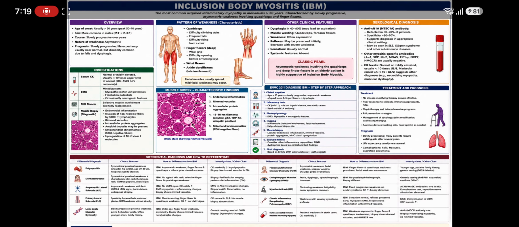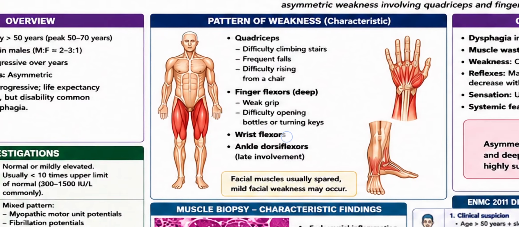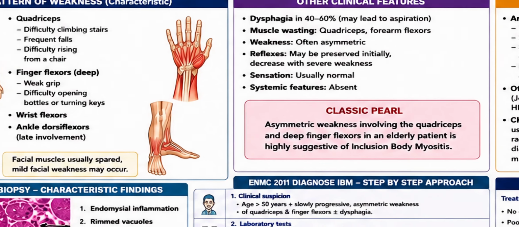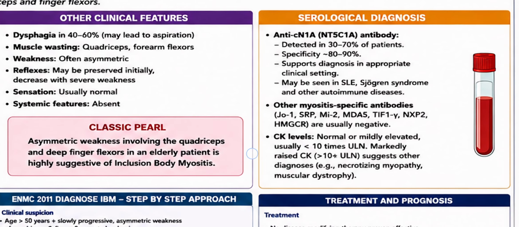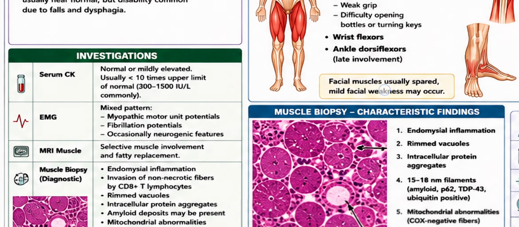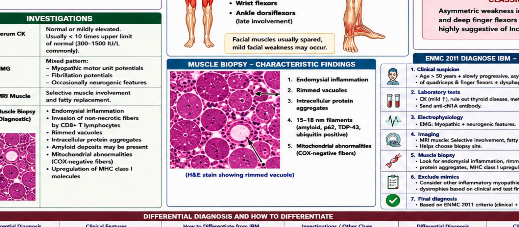The characteristic pathological features include endomysial inflammatory infiltrates predominantly composed of CD8 plus T lymphocytes, invasion of non-necrotic muscle fibers by inflammatory cells, rimmed vacuoles, intracellular protein aggregates containing amyloid, P62, TDP43, and ubiquitin, and mitochondrial abnormalities such as cytochrome oxidase negative fibers.